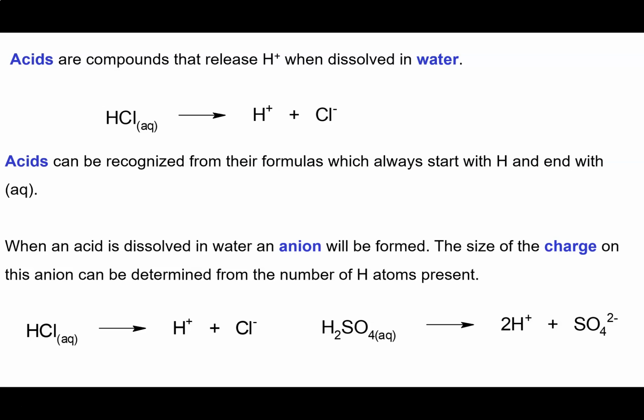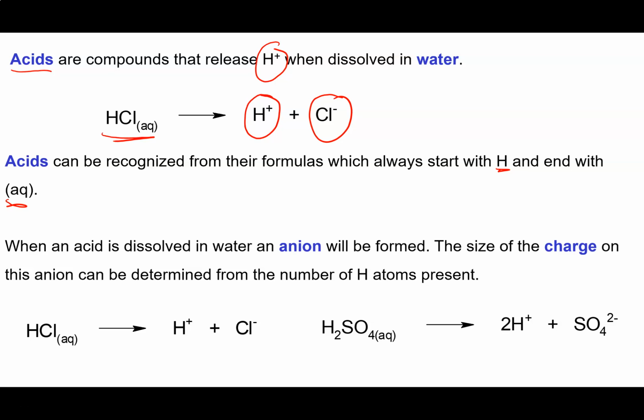So what are acids? Acids are compounds that, when dissolved in water, dissociate to form hydrogen ions. So the molecules literally fall apart. Here's an acid, hydrochloric acid. We'll learn how we got that name in a little while. When it is dissolved in water, it falls apart to form hydrogen ions and chloride anions. You can recognize acids from their formula because they always begin with one or more hydrogen atoms, and they always end with the letters AQ as the conditions.